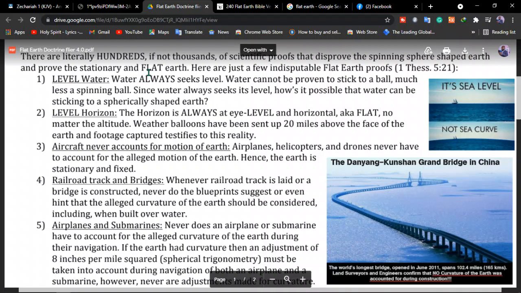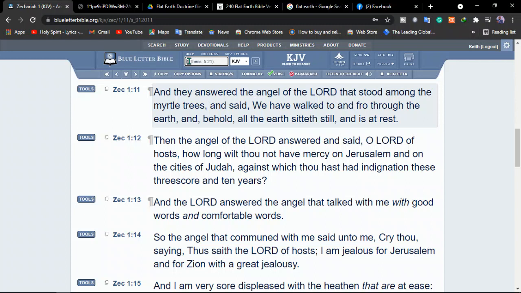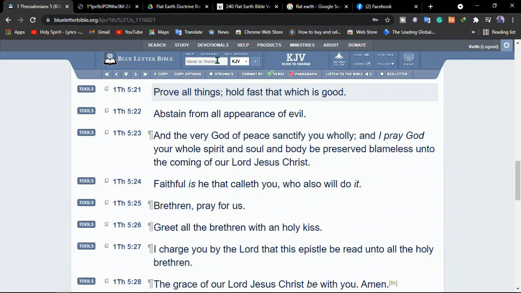There are literally hundreds, if not thousands, of specific proofs that disprove the spinning sphere-shaped earth and prove the stationary and flat earth. Here are just a few indisputable flat earth proofs, as we see in 1 Thessalonians 5 verse 21. Let's see what it says. It's always good to go deeper and to understand the doctrine. The Bible tells us that we should prove all things. Are you seeing this one? Prove all things. Hold fast that which is good.